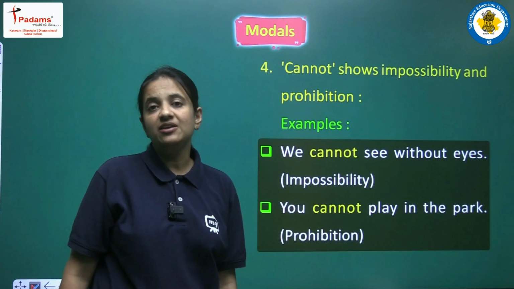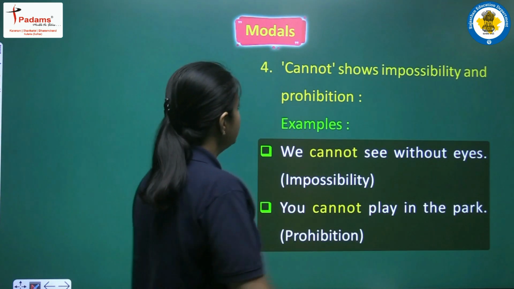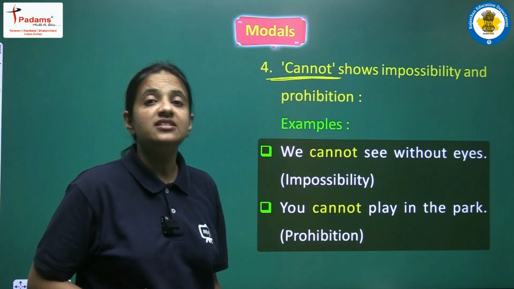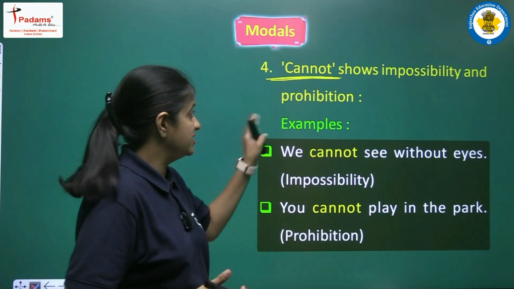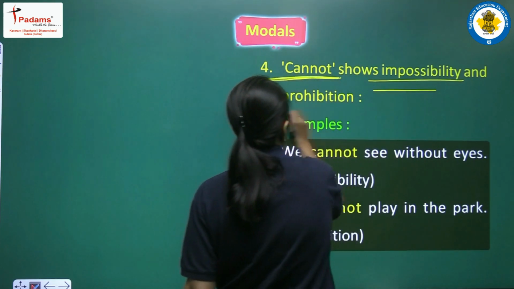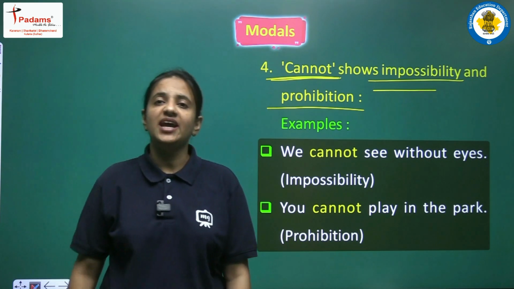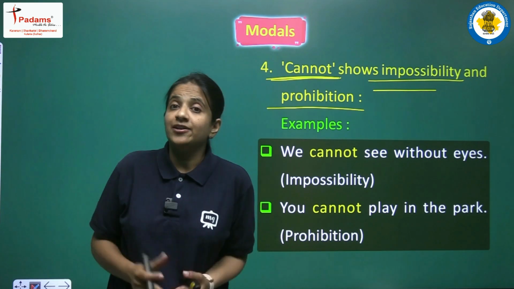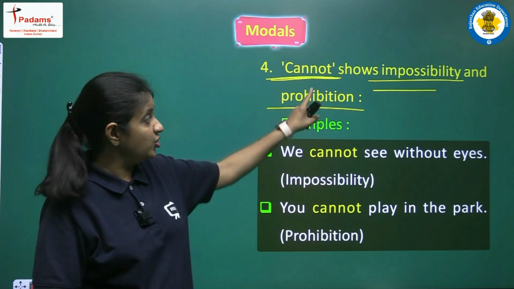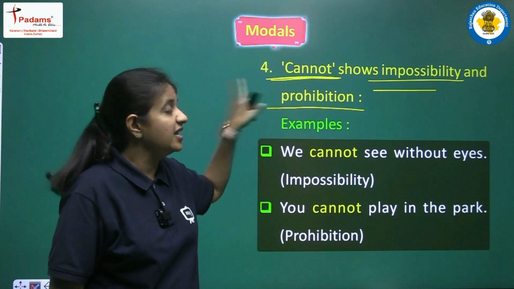Next we are having one more use of can. Now we are having cannot. When can is used in negative form, it shows impossibility, or we can say prohibition.